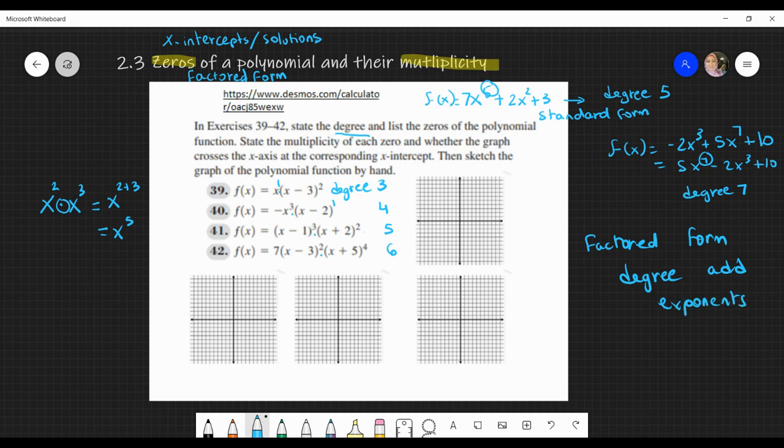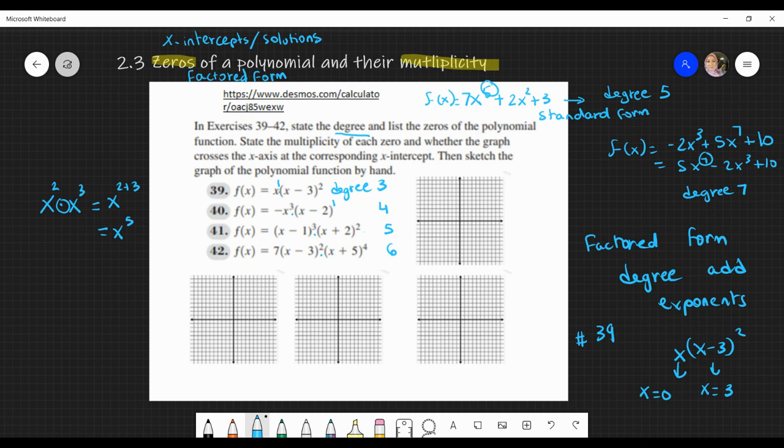So let's take number 39. And to find the zeros, it's easy to find the zeros from a factored form. The x minus 3 would give us the zero, or the x-intercept, 3. Whenever you have x by itself, it means 0 is one of the x-intercepts. So 0 and 3 will be the x-intercepts.